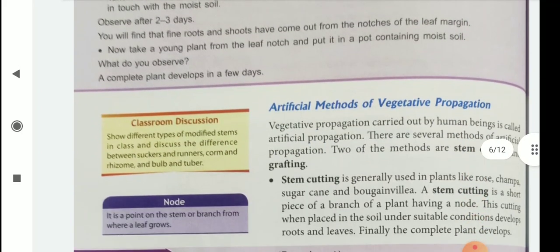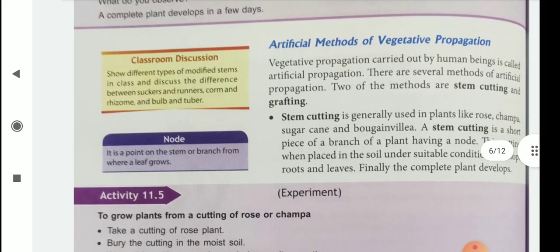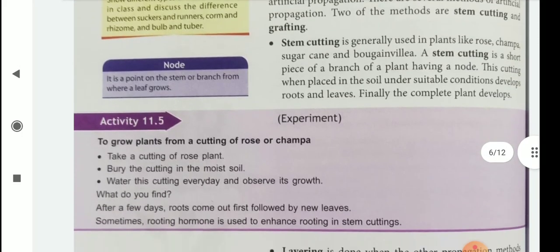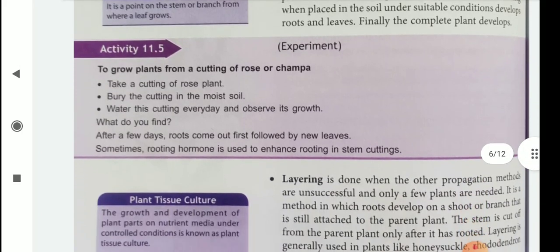Then the artificial method of vegetative propagation, which is of two types. The first one is stem cutting and the other one is grafting. Stem cutting is generally used in plants like rose, champa, sugarcane and bougainvillea. A stem cutting is a short piece of a branch of a plant having a knot. This cutting, when placed in the soil under suitable conditions, develops roots and leaves. Finally, the complete plant develops.